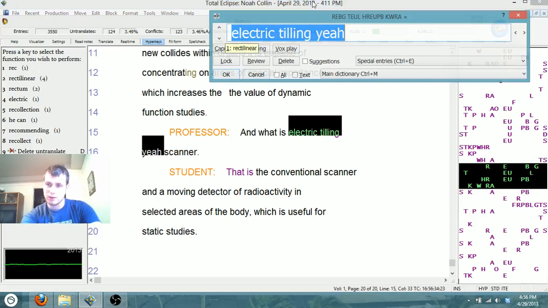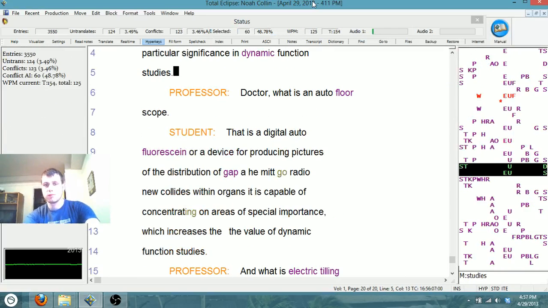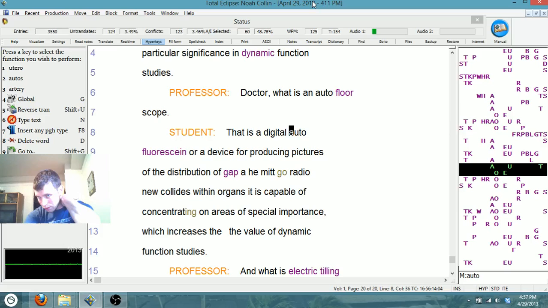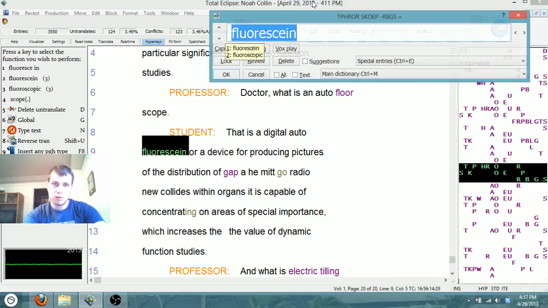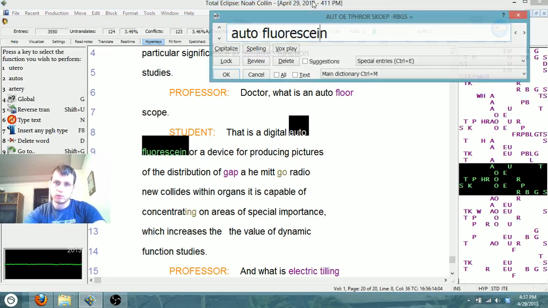Rectilinear? Recti, R-E-C-T-I. So it's a combining form. Or autofluoroscope? Yeah, A-U-T-O. It's that one word in fluoroscope. F-L-U-O-R-O.